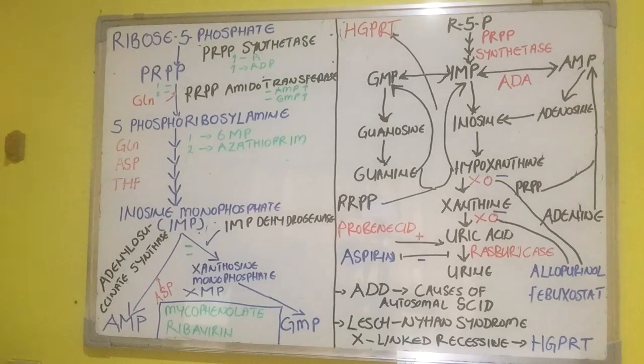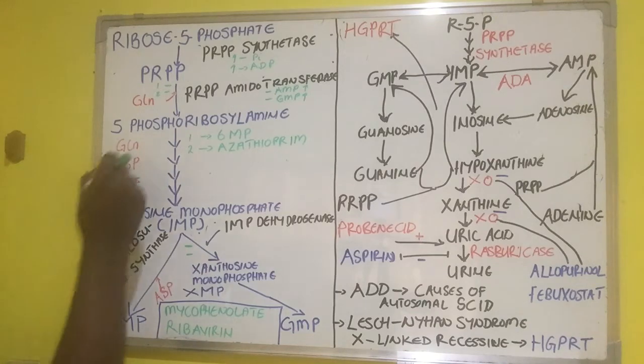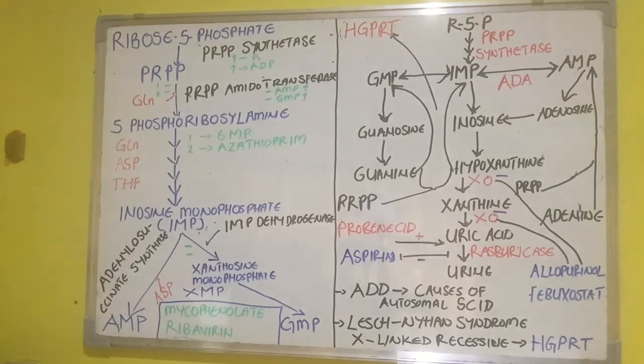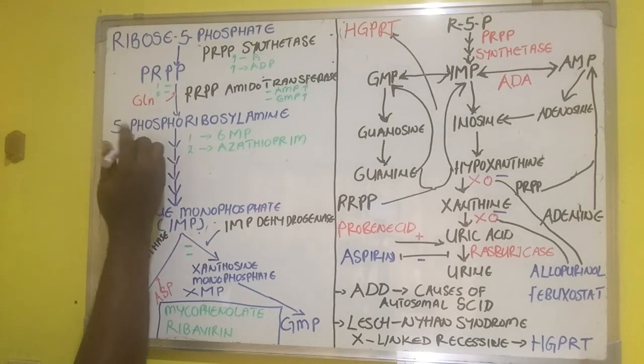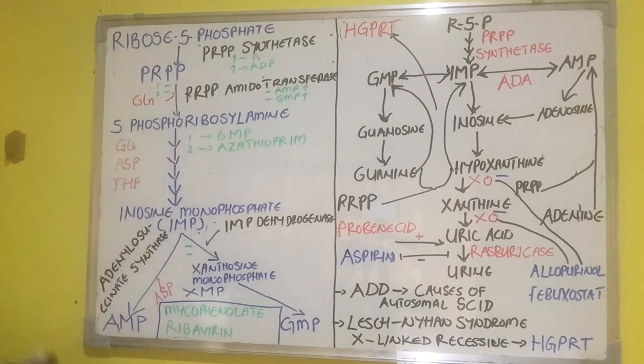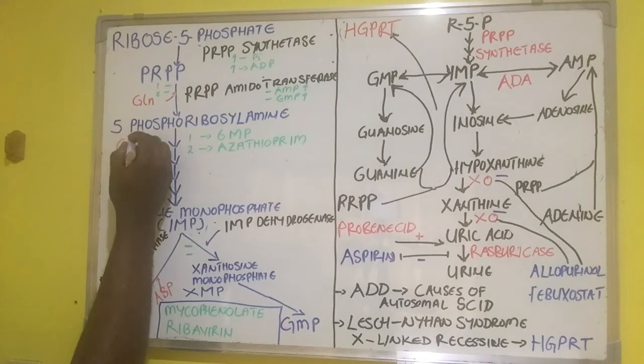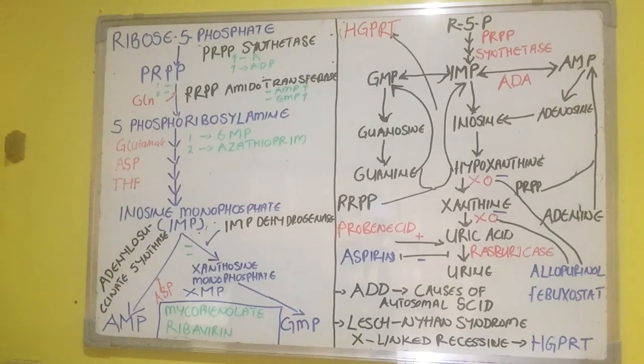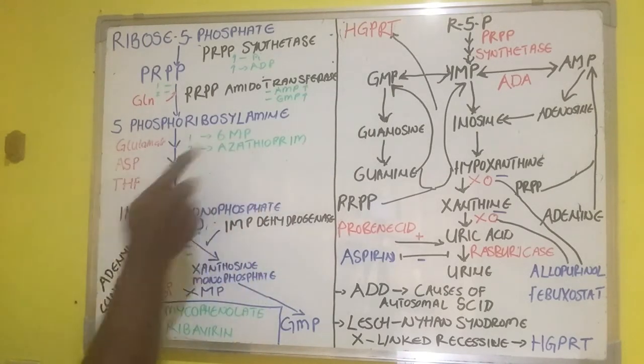For purine biosynthesis, glutamine, glutamate, aspartate, and tetrahydrofolate are needed for this reaction to occur. So from there it proceeds to inosine monophosphate.